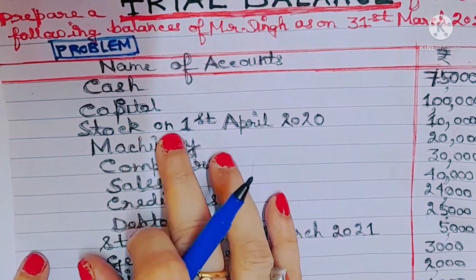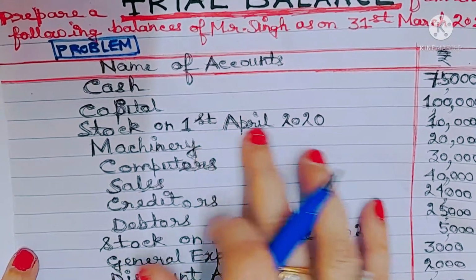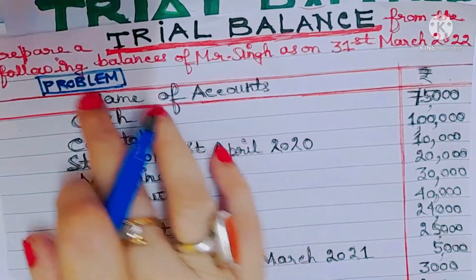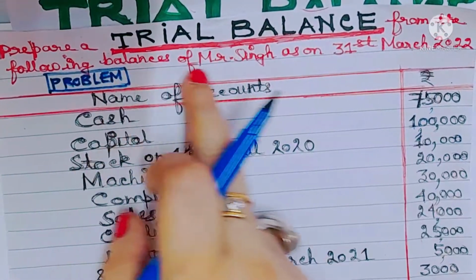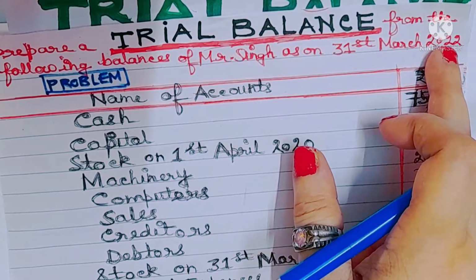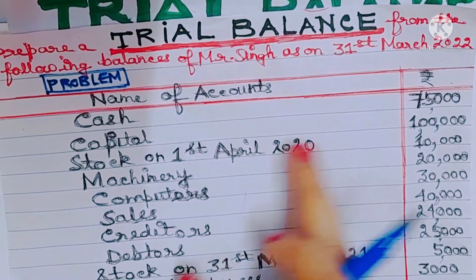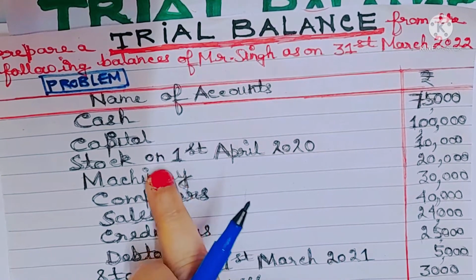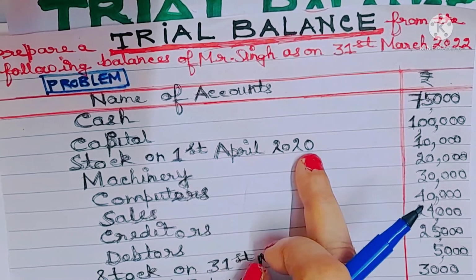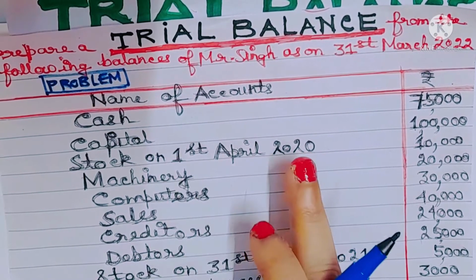The next account is stock on 1st April. Is this an opening stock or a closing stock? Remember, see the date. Prepare a trial balance from the following balances of Mr. Singh as on 31st March 2022. And this is 1st April 2021, that means 1 year back. So this is an opening stock. Understood? Stock on 1st April, 10,000. So this is an opening stock.